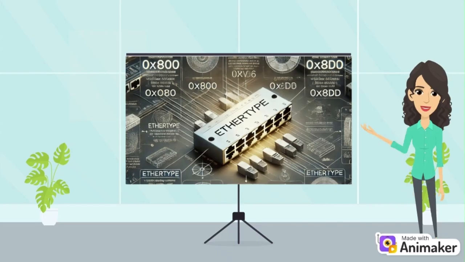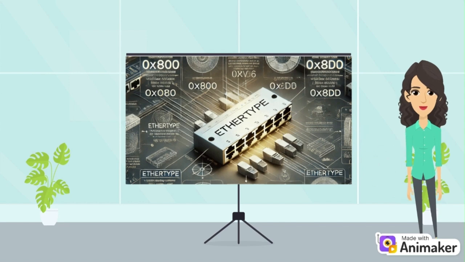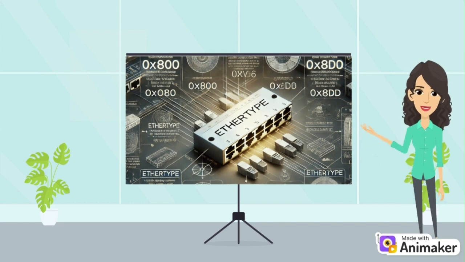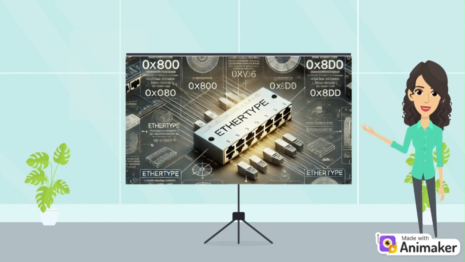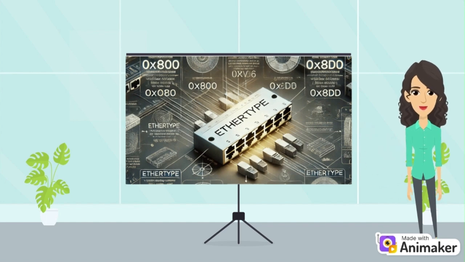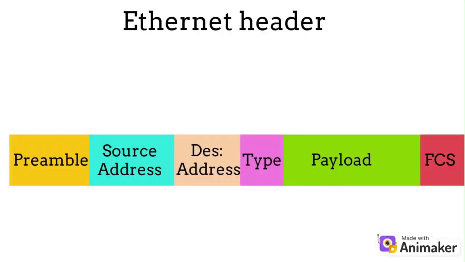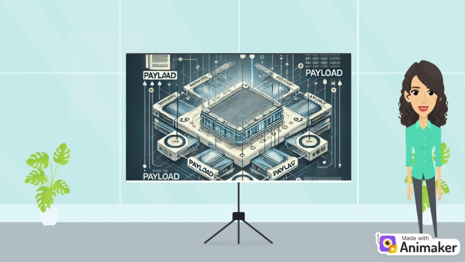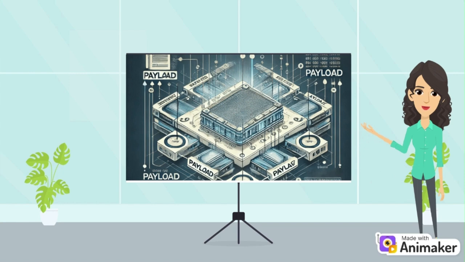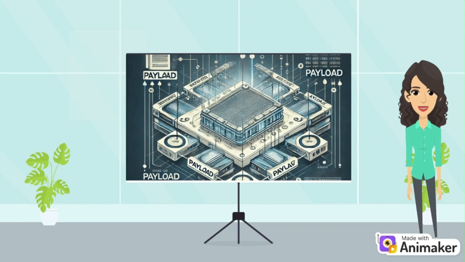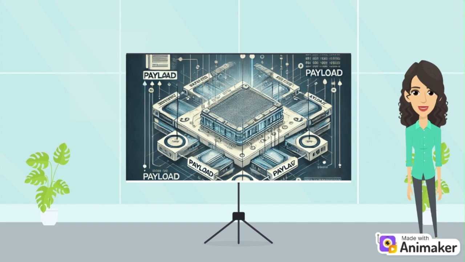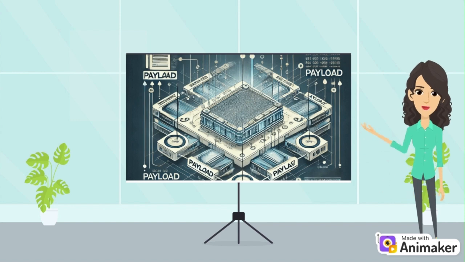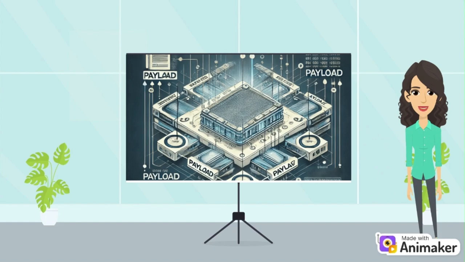The ether type field indicates what kind of data is inside the Ethernet frame. It tells the receiving device how to process the payload, like whether it's an IPv4 packet or another type of data. The payload is the actual data being transmitted inside the Ethernet frame. It can include anything from an IP packet to other types of data. This is the main content that needs to reach the destination.